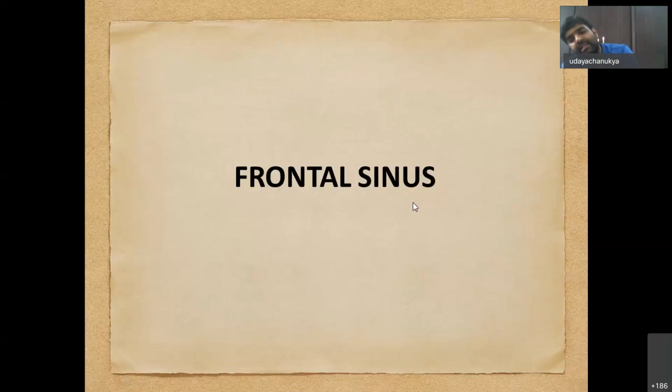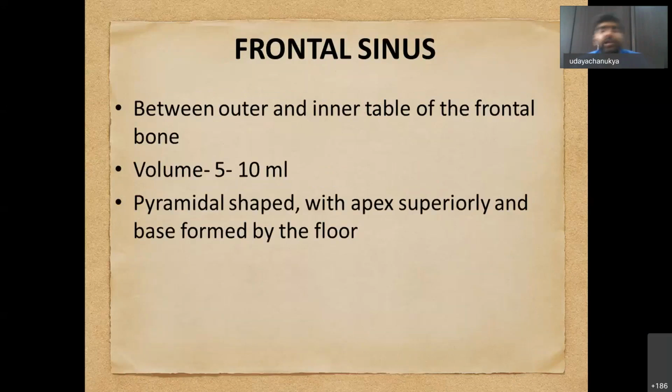Coming to the last sinus, this is the frontal sinus. The frontal sinus is located between the outer and inner table of the frontal bone. The volume is around 5 to 10 ml. It is pyramidal shaped, whereas the maxillary sinus is also pyramidal shaped, with its base medially. This pyramid is a normal pyramid with its apex superiorly and base formed by the floor.